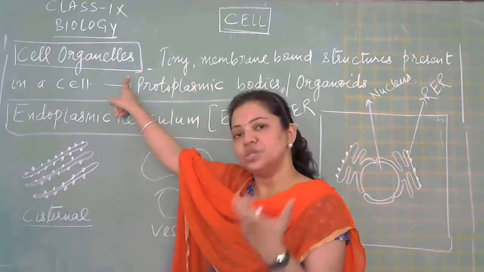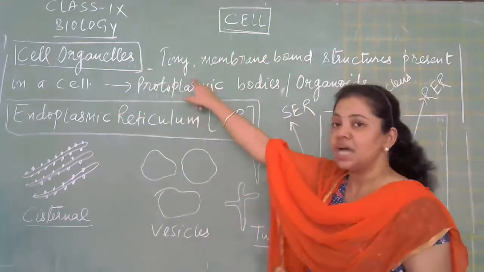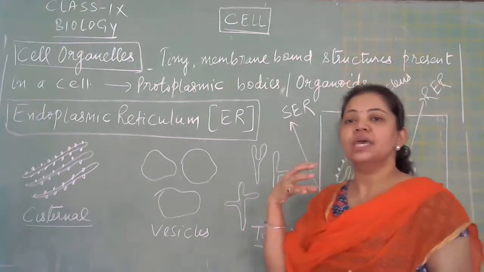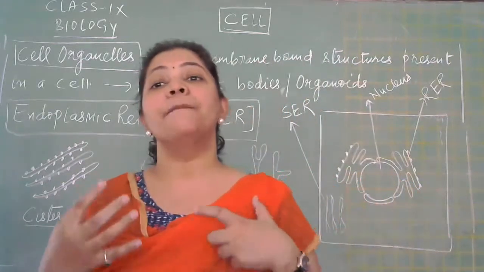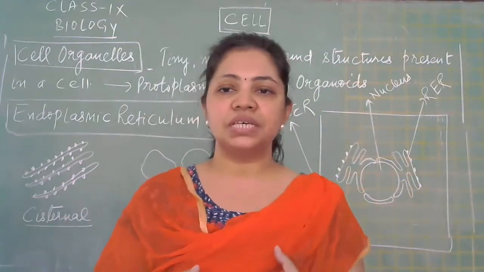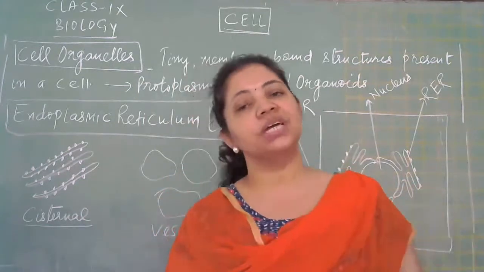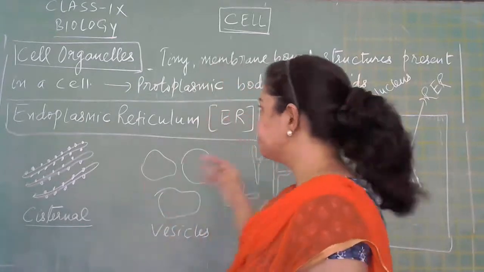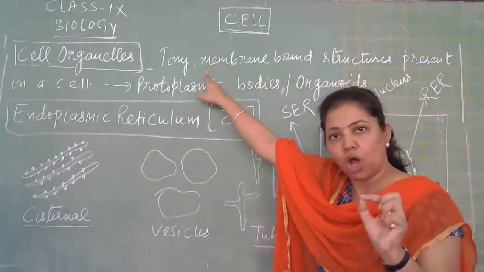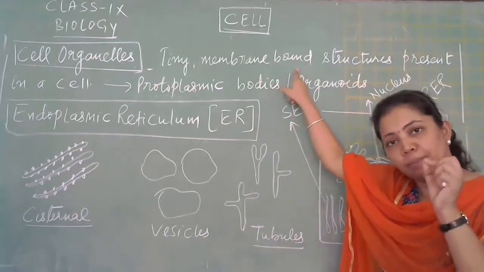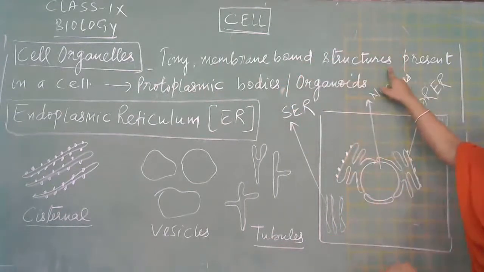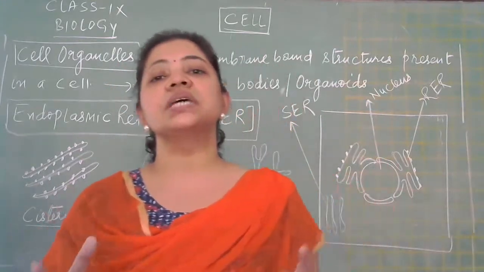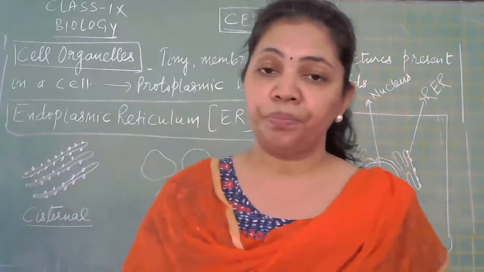In simple words to define them, these are tiny membrane-bound structures. That means they are surrounded by a membrane, and in most cases, not in everyone but in most cases, the membrane is double layered, right? Tiny means very small. Membrane bound means they have a membrane around themselves. They are structures present in a cell, and they are present inside the cytoplasm, right?